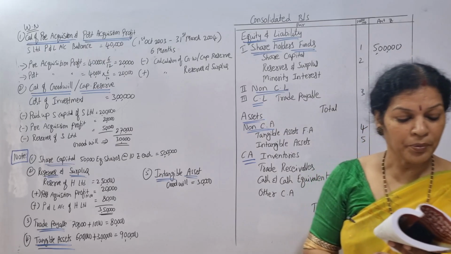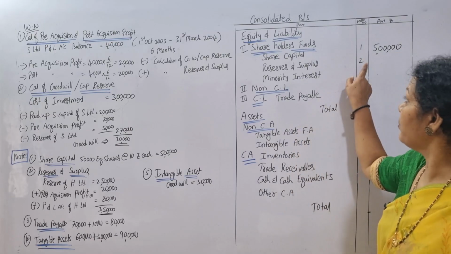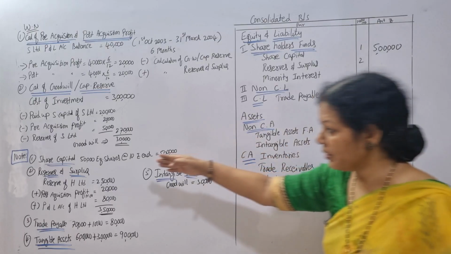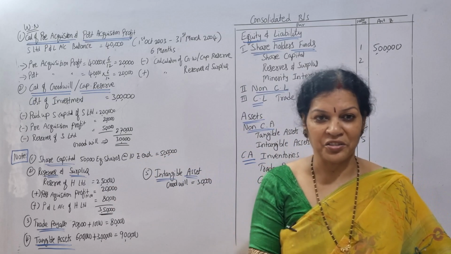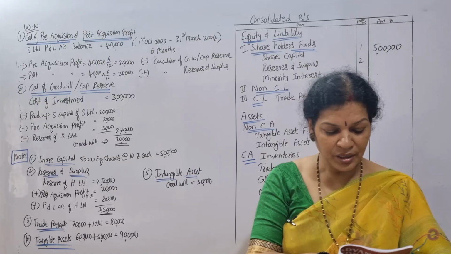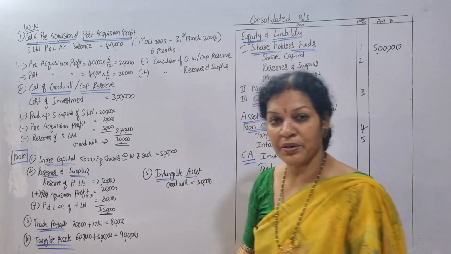Then after that, second point is reserves and surplus. Reserves and surplus, note number 2. So here we have done some working notes. How do we calculate? I need your attention. Reserves are given as 2,50,000. First we have written 2,50,000.